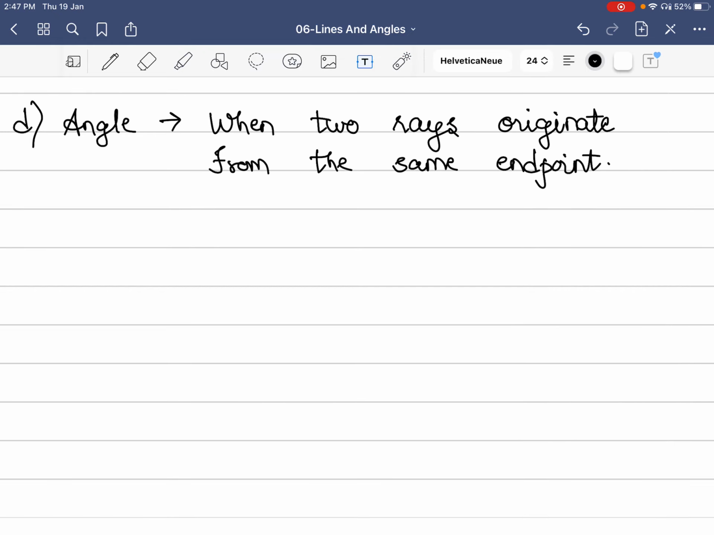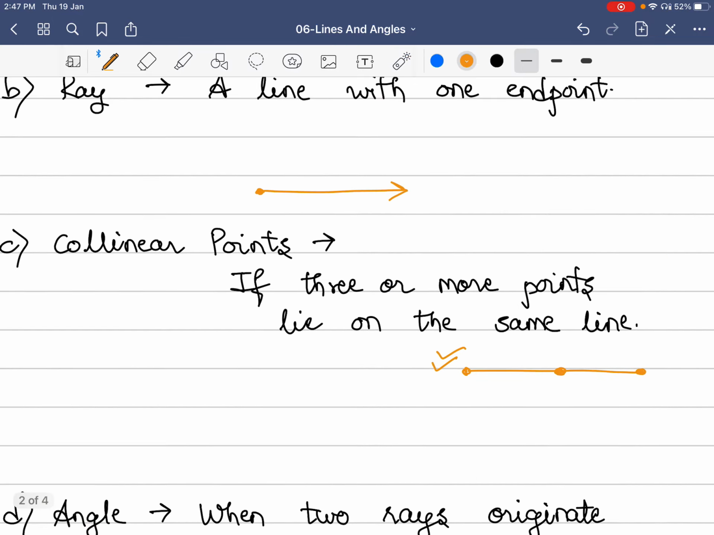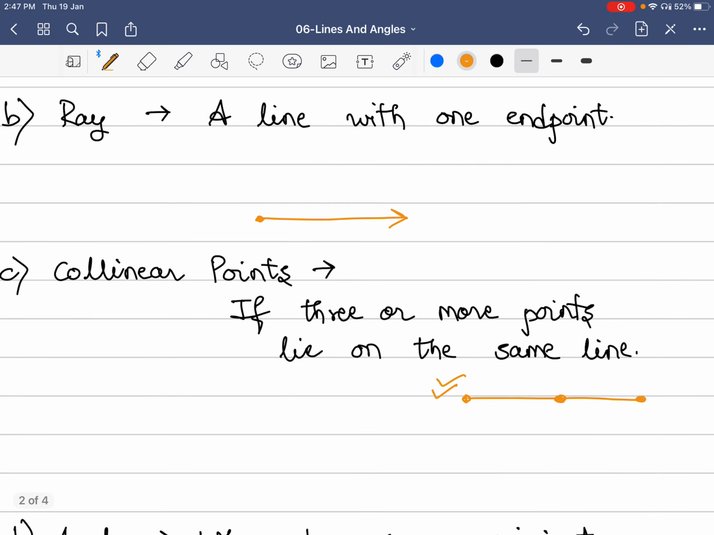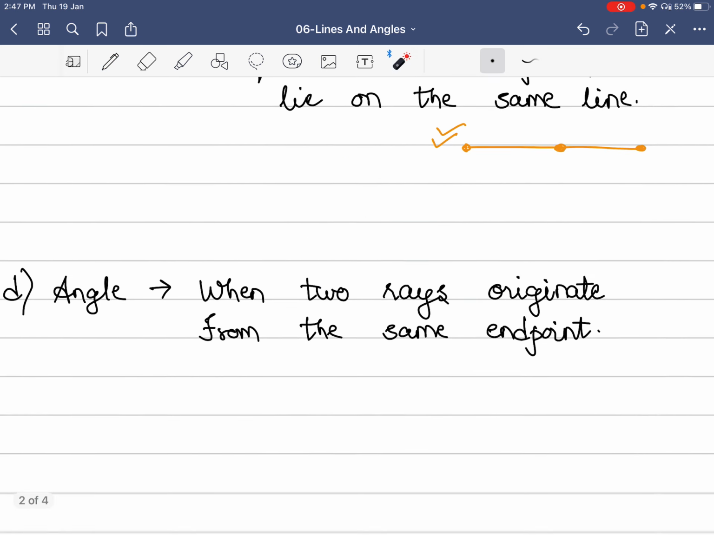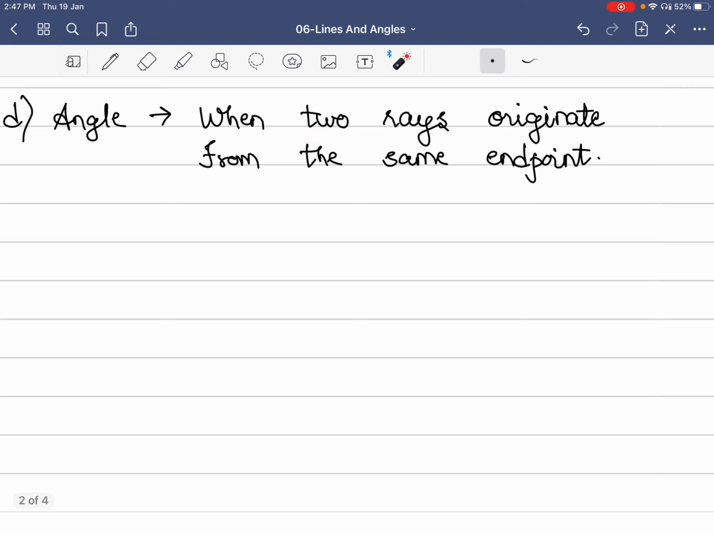So when two rays originate from the same endpoint, that's called an angle. Quite simple. So we have seen the definition of a ray. Here they are saying that we need two rays which originate from the same endpoint. For example, this is my ray number 1 and this is my ray number 2, but these two rays are originating from different endpoints.